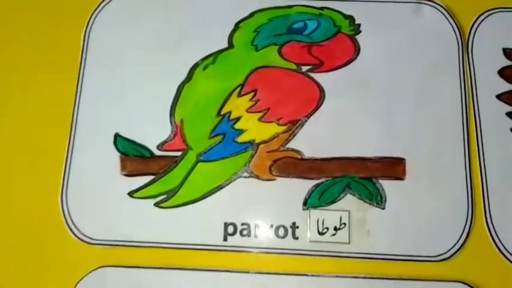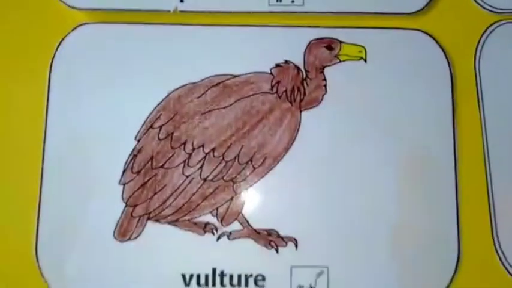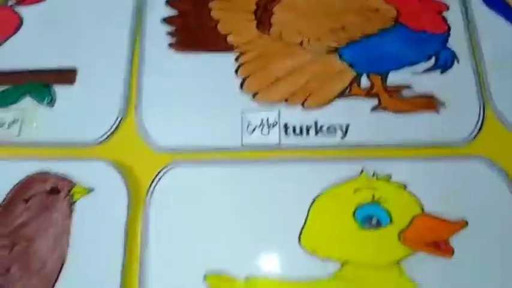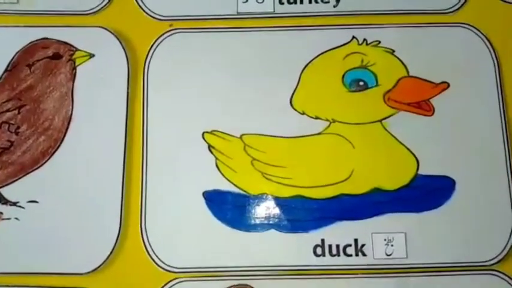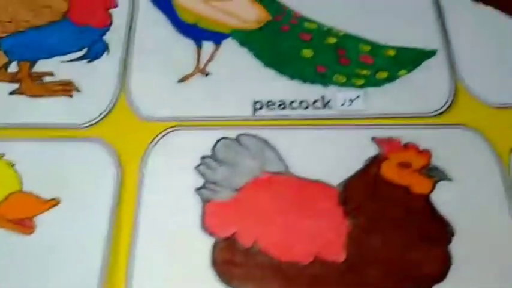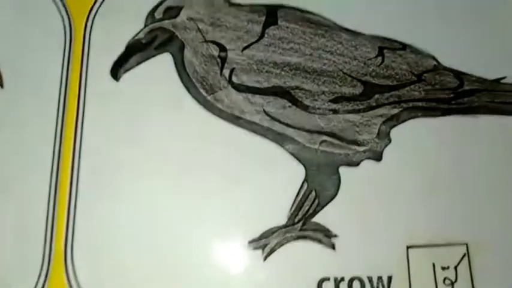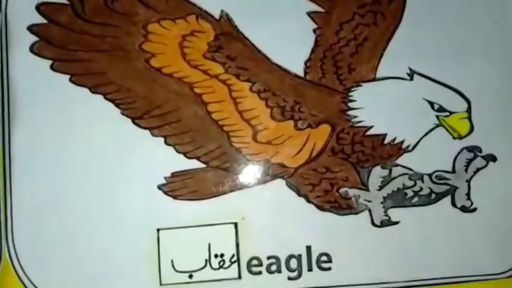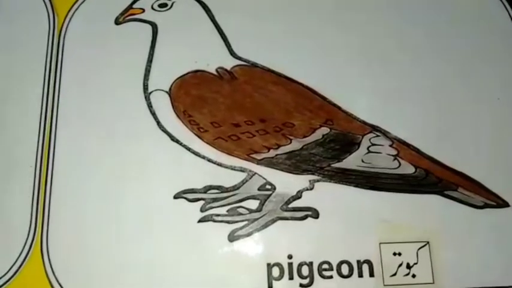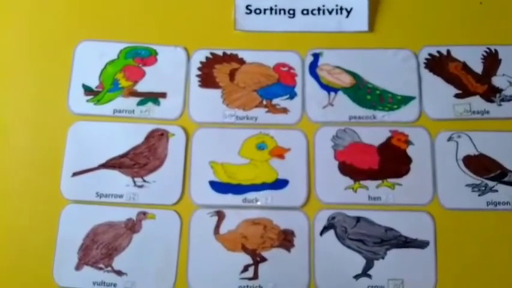Parrot, tota. Sparrow, chidiya. Vulture, gidh. Turkey, failmurg. Duck, buttock. Ostrich, shutarmurg. Peacock, more. Hen, murgi. Pigeon, kabutar. Students, we have to do sorting of flying birds.